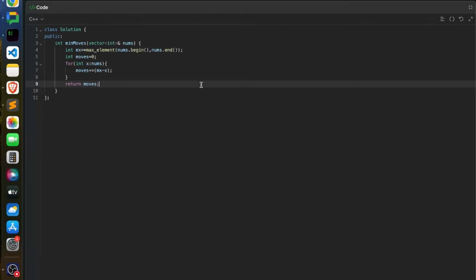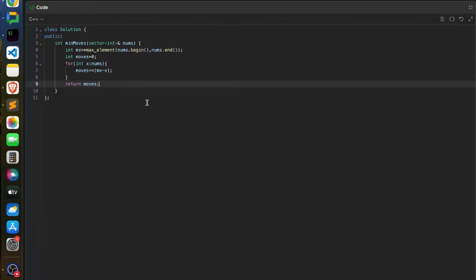Here is the code of the first problem. You are given the nums array, just find the maximum element, right? Then go through all the numbers in the given array nums and do moves plus equals max minus the current number. So whatever number of moves you would need to convert x to that max number gets added to the moves variable, and at the end return moves, right? So yeah, this is all about the first problem.